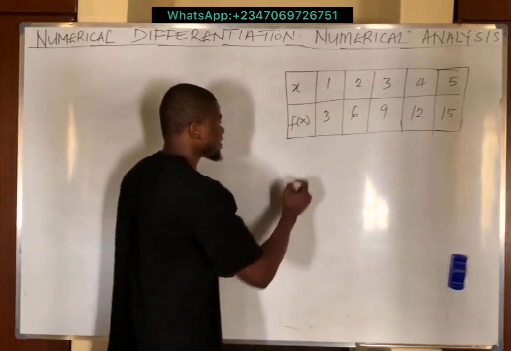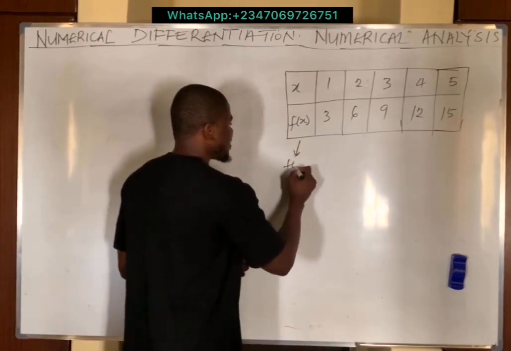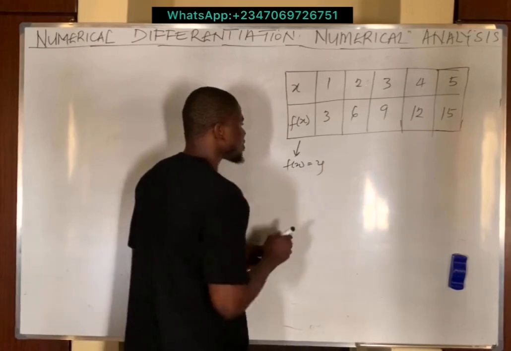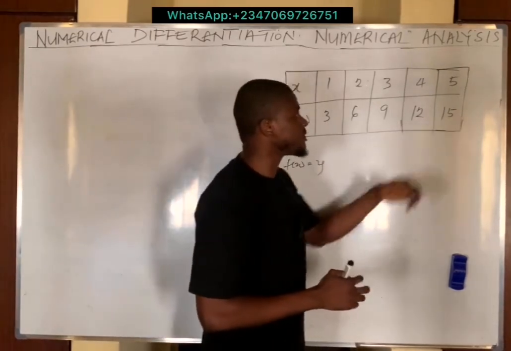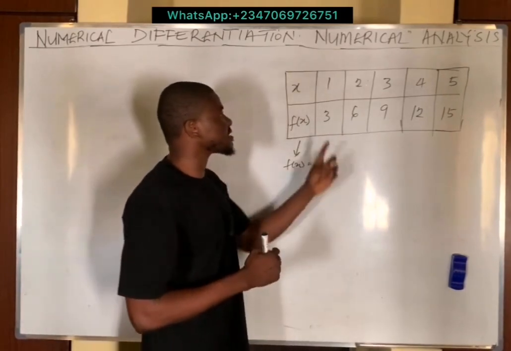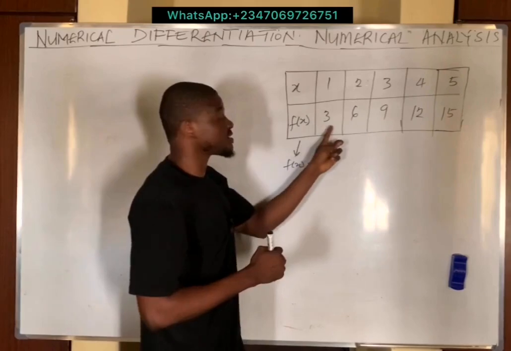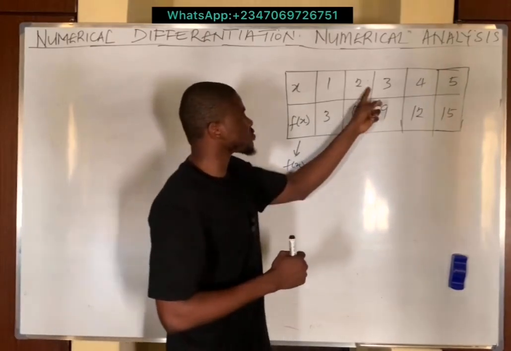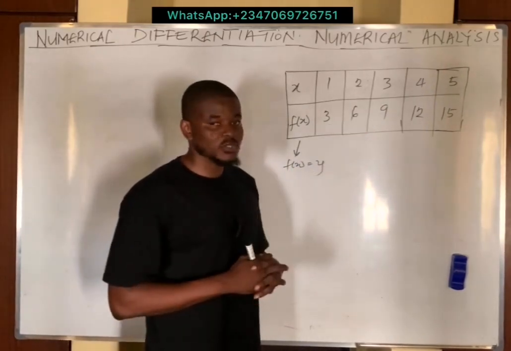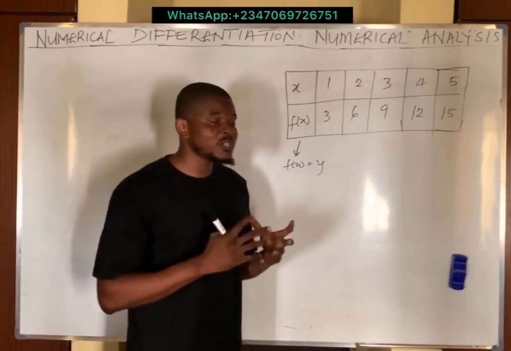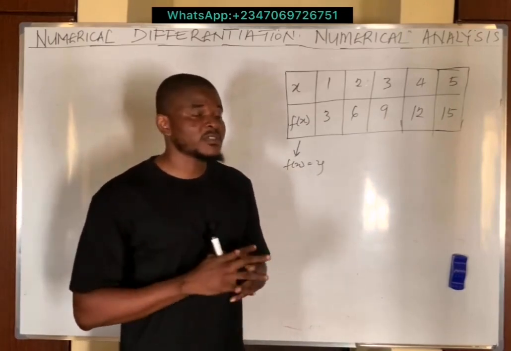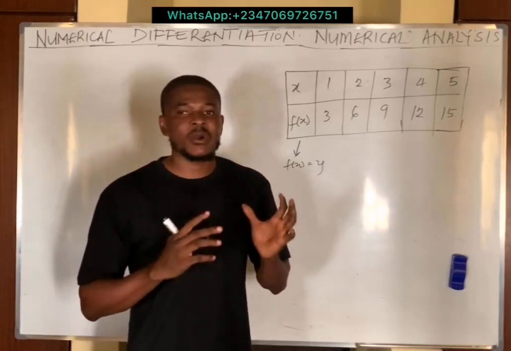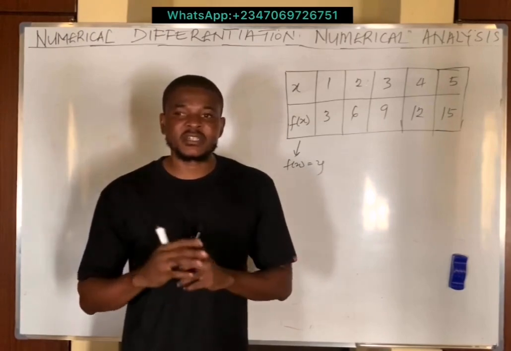Mind you, f of x here simply means y. f of x is simply equal to y. So these are the values of y: 3, 6, 9, 12, and 15. This simply means that when x is 1, y is equal to 3, and when x is 2, y is equal to 6, and so on. Now, which part of this table represents the forward table, which part represents the backward table, and which part represents the central table?